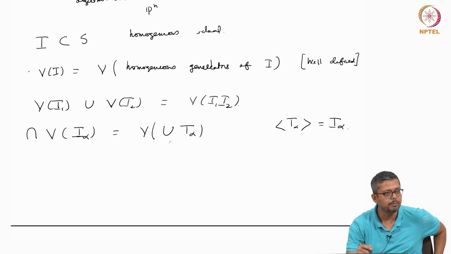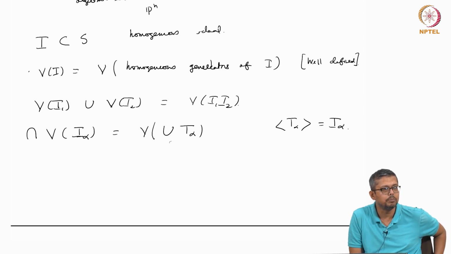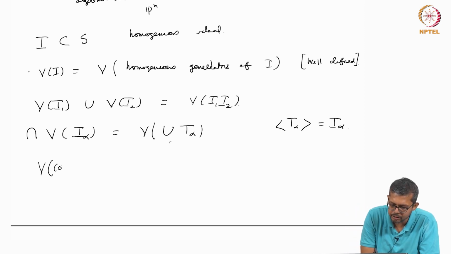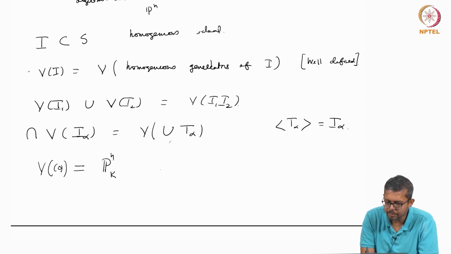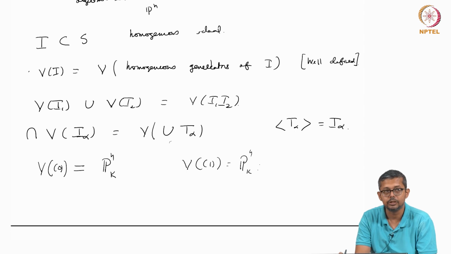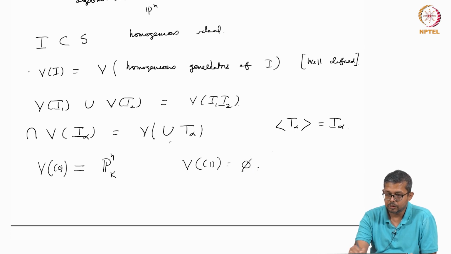Okay, and V of the empty set and V of the unit ideal correspond to V of 0 and V of the unit ideal, they correspond to the whole Pn and the empty set. So 0 is a homogeneous element, so V of 0 is the entire Pn, and V of 1, constants are also considered homogeneous, is empty. So this forms a topology.